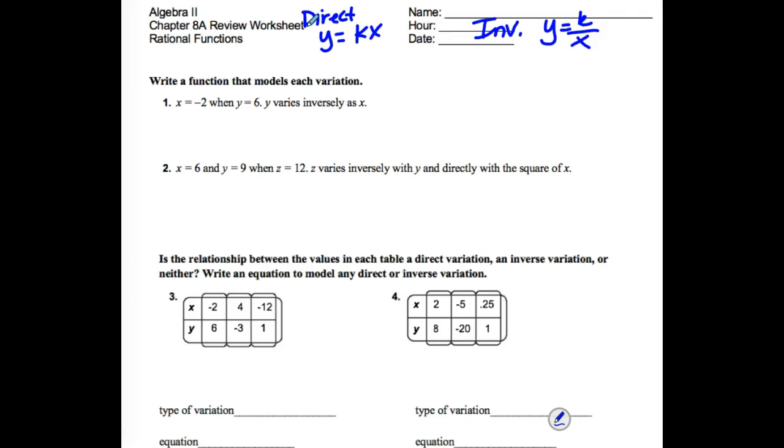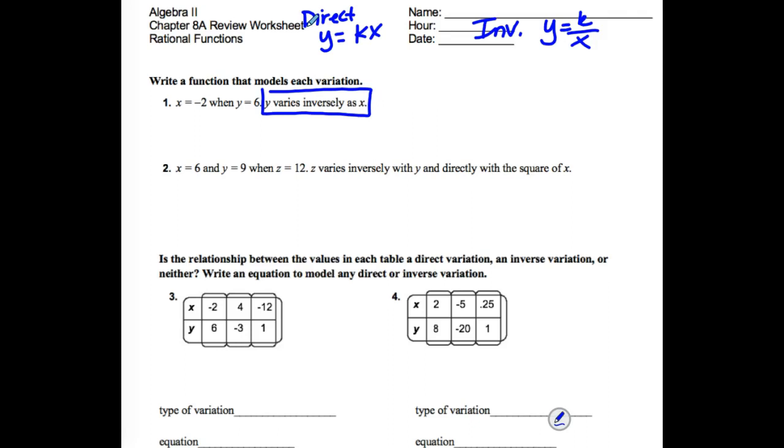So there's a process. It's a three-step process for these first few questions. You are being asked to write a function to model the situation. We are given some information in terms of an actual coordinate point or data. They're telling us x is -2 and y is 6. They are also giving us a statement in words that you need to translate before you try to dump any numbers in.